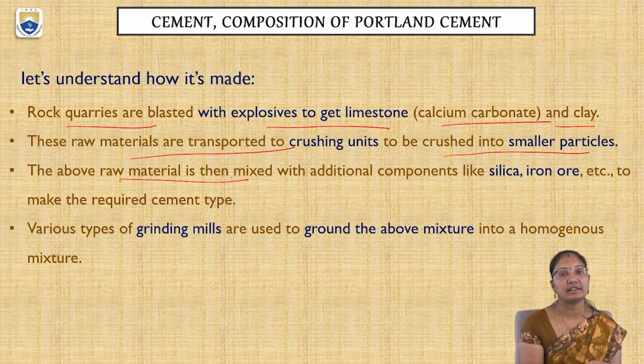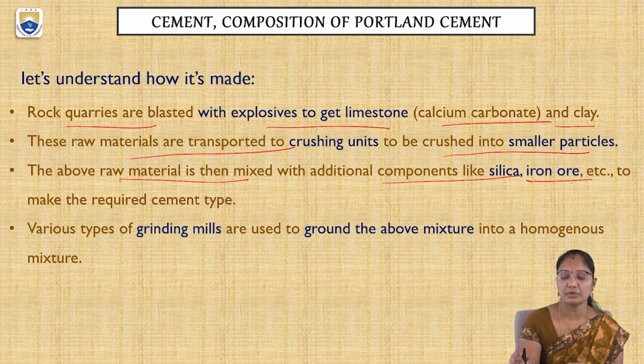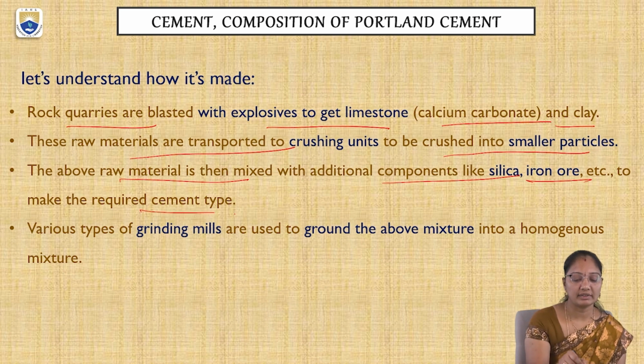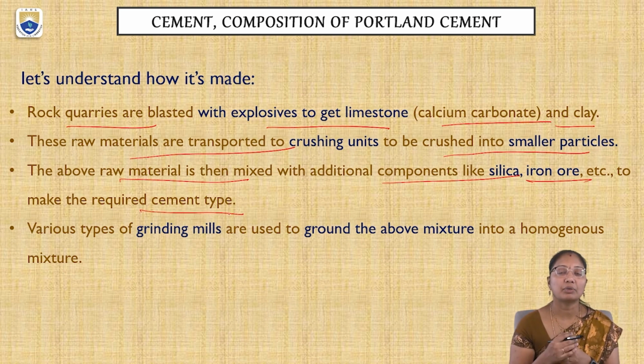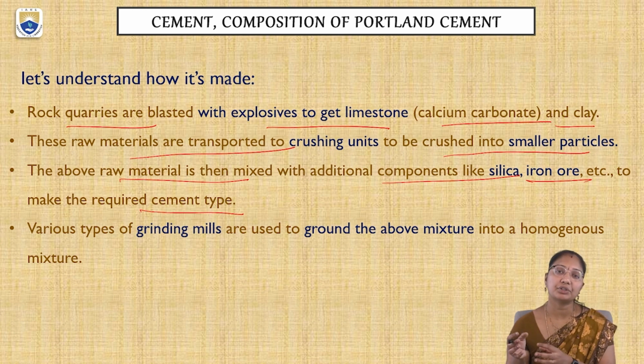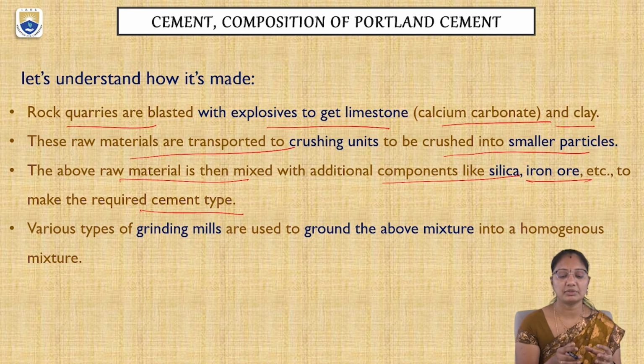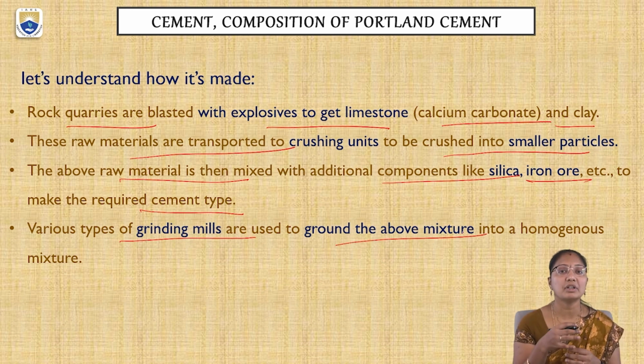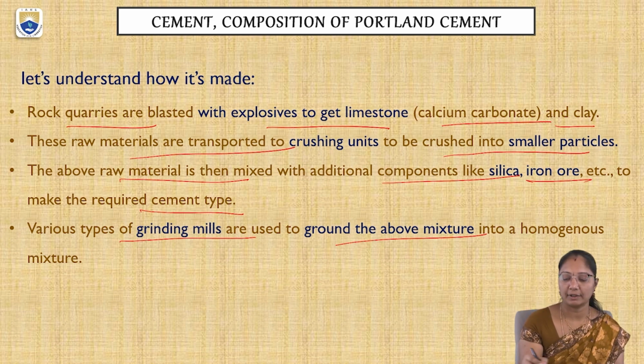The above raw materials are then mixed with additional components like silica, iron ores, etc. to make the required cement type. So first the quarries are blasted with explosive materials, then the limestone is collected into the crushing units and converted into smaller pieces. Then these are mixed with silica and iron ores, and various types of grinding mills are used to grind the mixture. Upon the addition, it has to be ground and a homogeneous mixture has to be obtained.